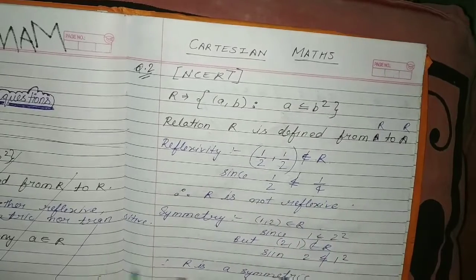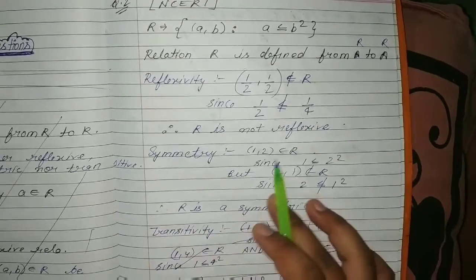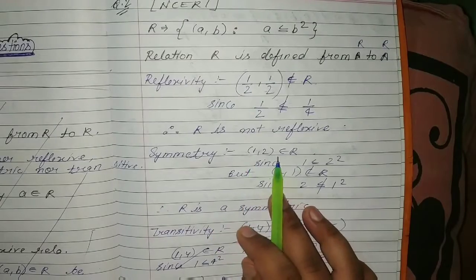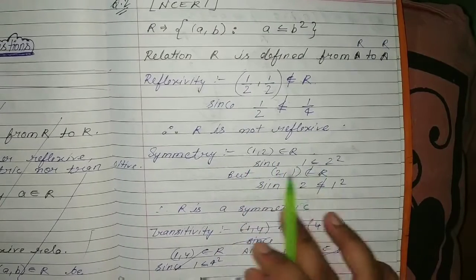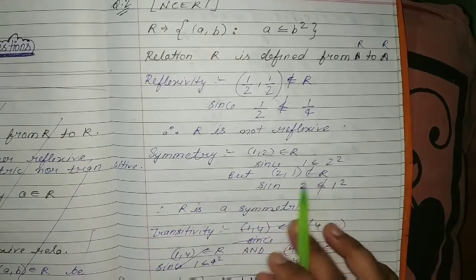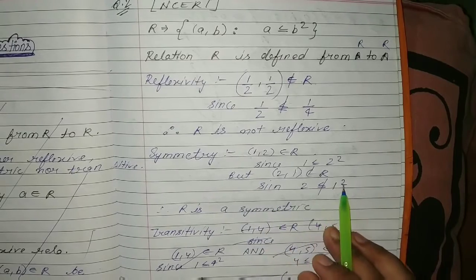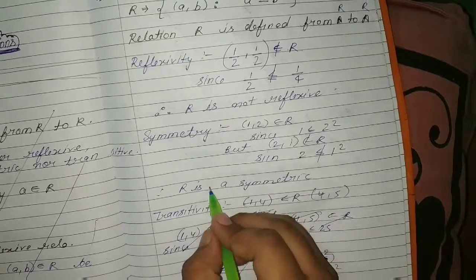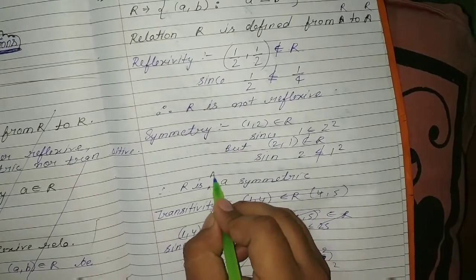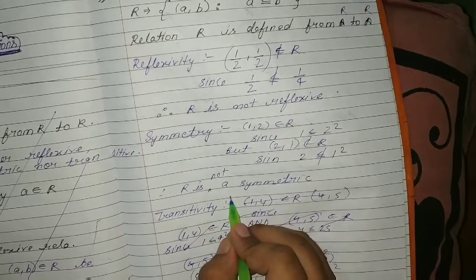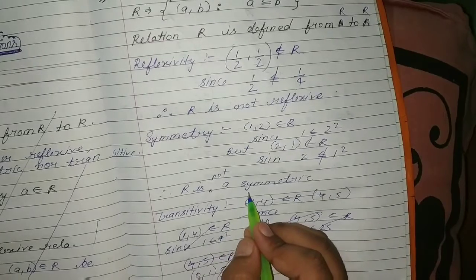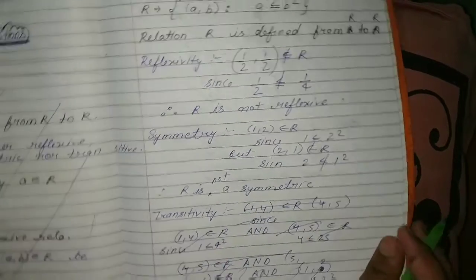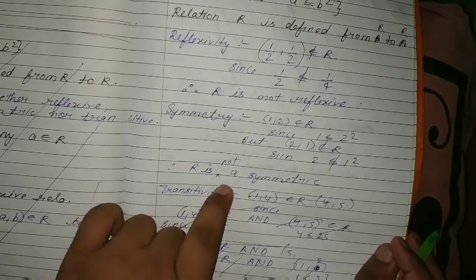Now it is time to do symmetry. (1, 2) belongs to R because 1 is less than or equal to 2 square. But (2, 1) does not belong to R because 2 is not less than or equal to 1 square. So symmetry is also failed. Sorry guys, R is not symmetric. I wrote asymmetric. Sorry guys, I made a small mistake here.